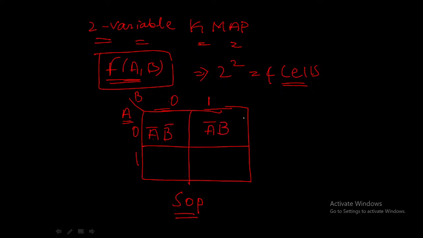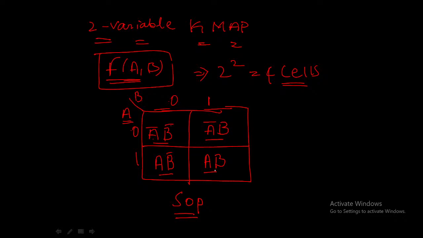In SOP form of representation we have already seen that to represent 0, we represent that particular variable in its complement form, and for 1 we represent it in normal form. Now here, in this column A is equal to 1, so it is represented as A, and B is 0, so it is represented as B bar. And here A, B. So A bar B bar, A bar B, A B bar, AB.